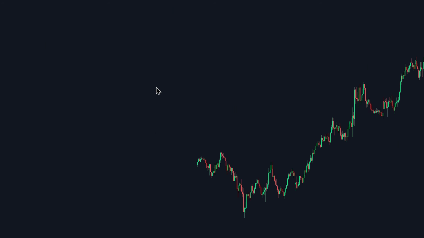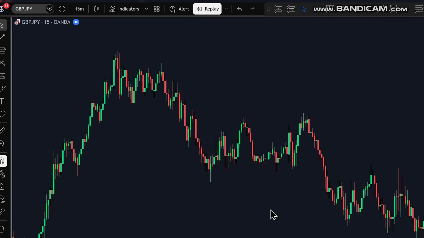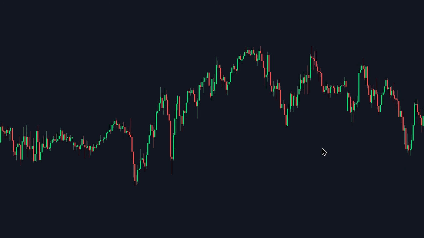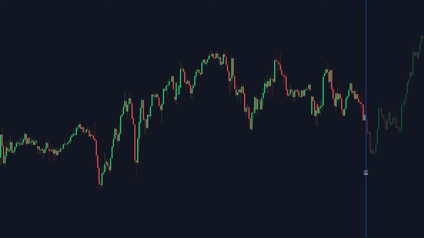Next, you want to open any trading security that you like in any time frame. For me, I'm going to be using the 15-minute time frame of GBP/JPY. Just remember, this strategy works on any trading security and on any time frame.